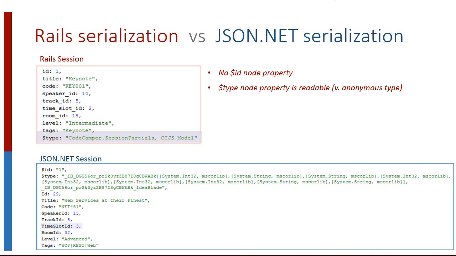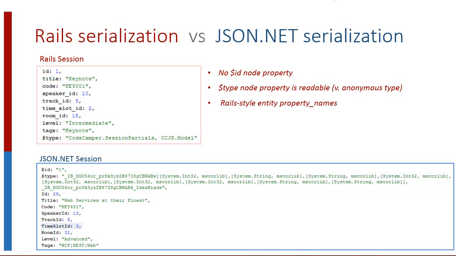We've asked Rails to produce it for us, and we're in complete control, so we can come up with a nice name like CodeCamper.SessionPartials. But when we ask JSON.NET to produce it for us automatically on the .NET side, well, it turns out a projection delivers an anonymous type, and so we're getting the ugly .NET anonymous type name. And we don't really care, but it certainly is nice to see the difference when you're looking at the wire format.